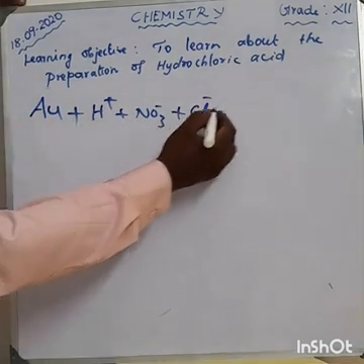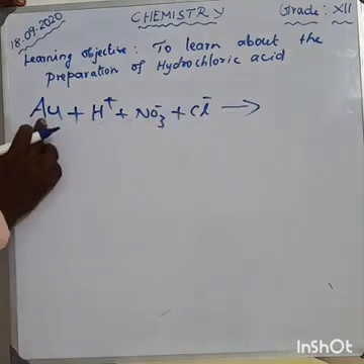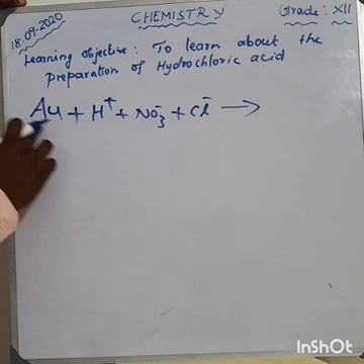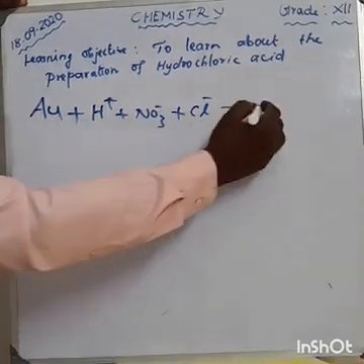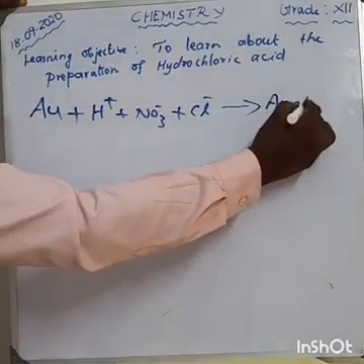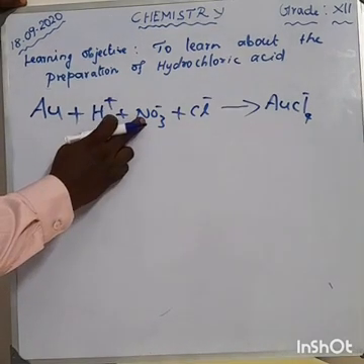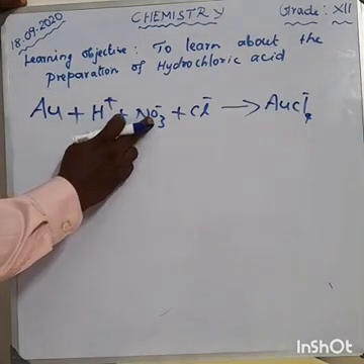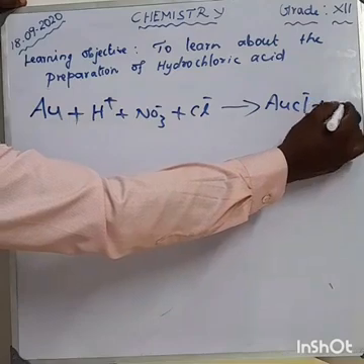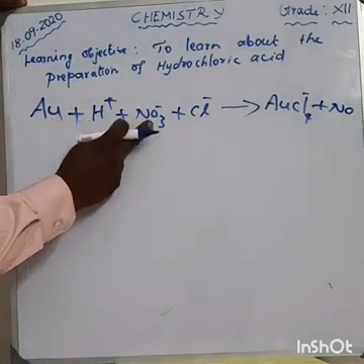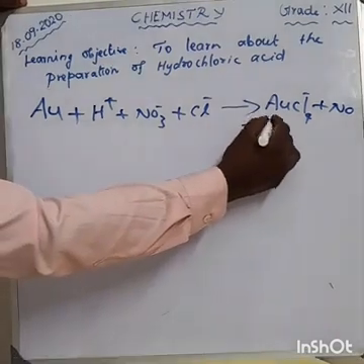So what's the product? Here, this gold combines with the Cl minus ion. We get AuCl4 minus, one of the complexes we are talking about. Also, nitrogen combines with oxygen, and we get NO molecules. And hydrogen combines with oxygen to form water.